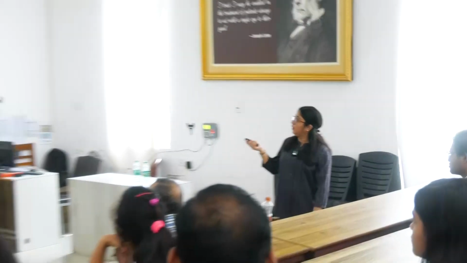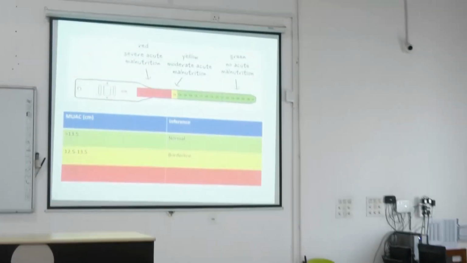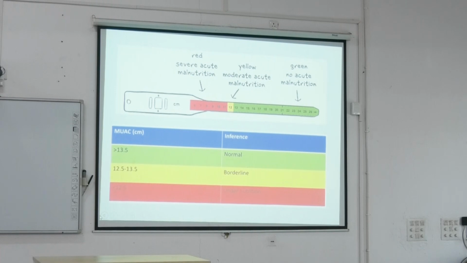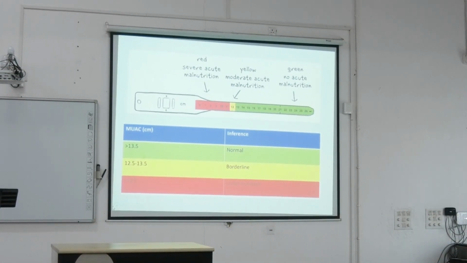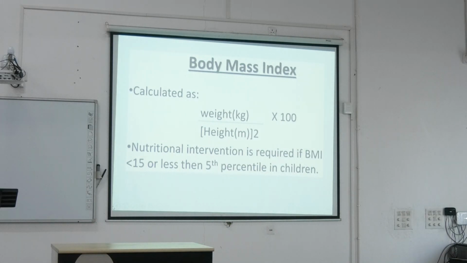Chest circumference: at birth it is 3 centimeters more than head circumference. This is how we measure it, at the level of the nipple. Mid-upper arm circumference. What is the name of the tape? Shakir's tape. And what is the normal level? 15 cm. Yes, very good. Now, body mass index formula.